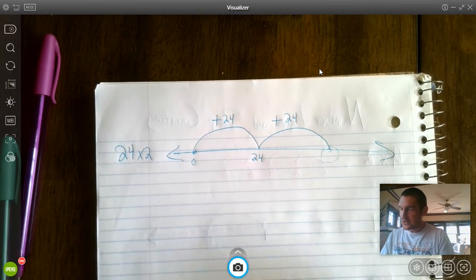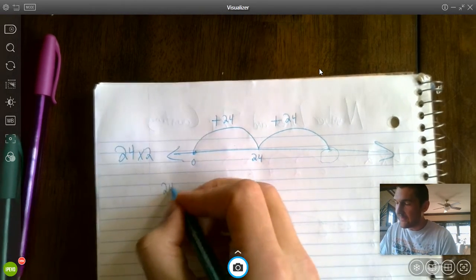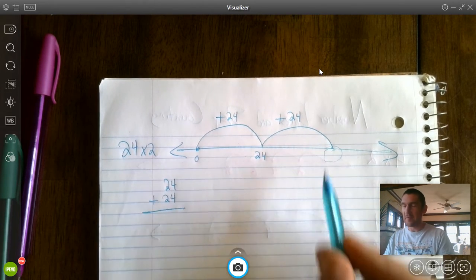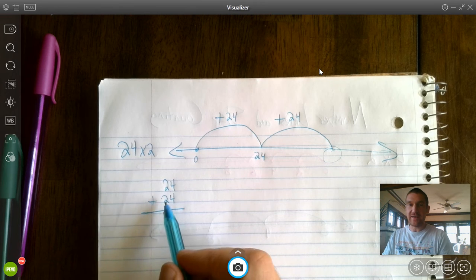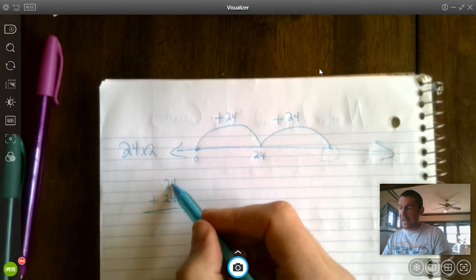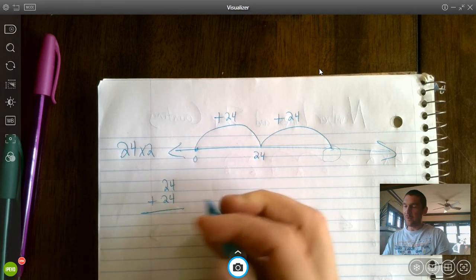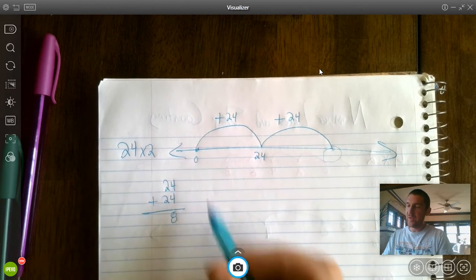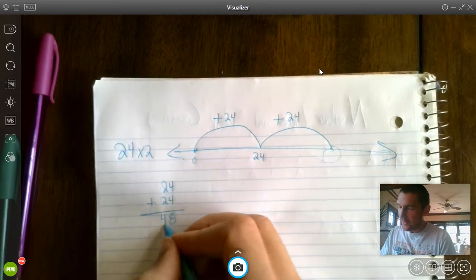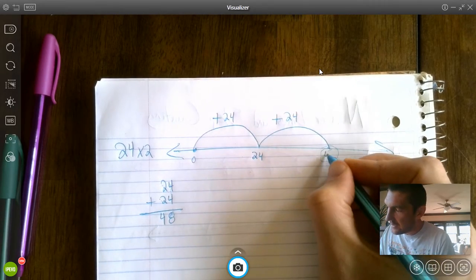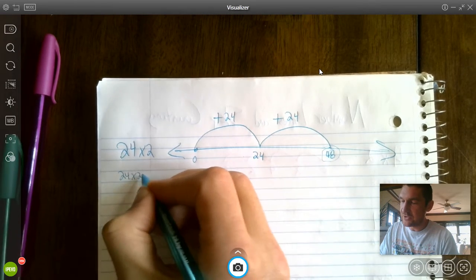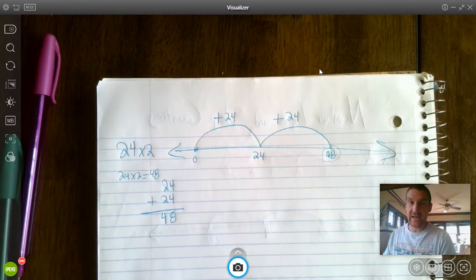All right, so I could set up an addition problem like 24 add 24 to find out what my next number would be. Now, this one doesn't have any carrying over. This one might be a little easier for you to add in your head. We add up our ones, 4 ones and 4 ones gives us 8 ones. We add up our tens, 2 tens and 2 tens gives us 4 tens. So our answer would be 48. 24 times 2 equals 48.